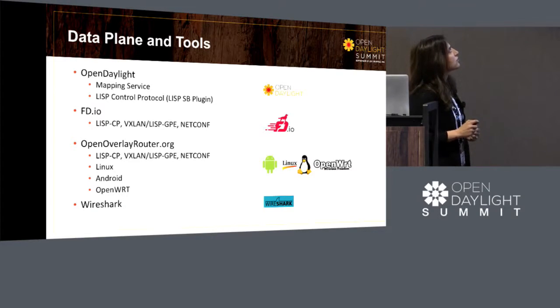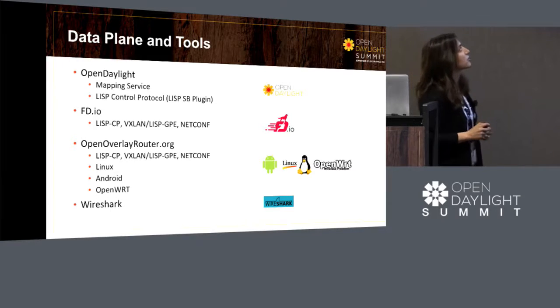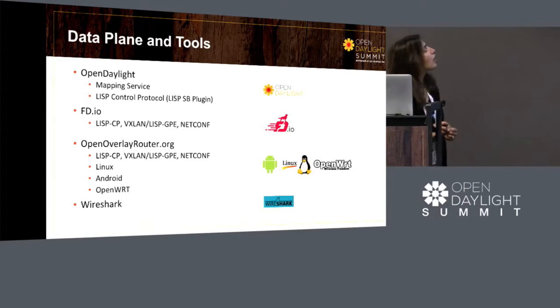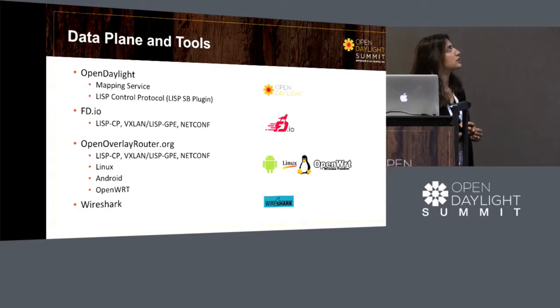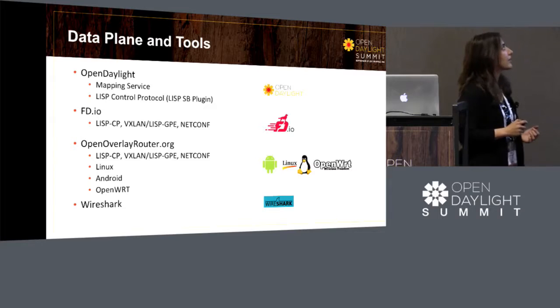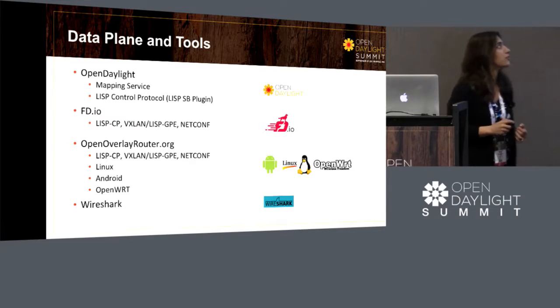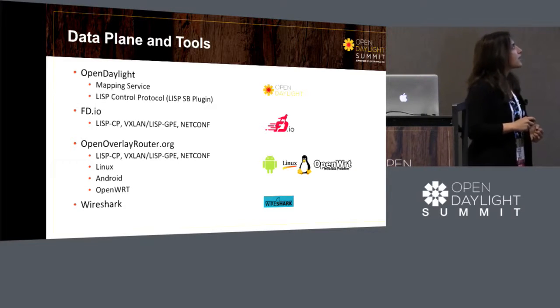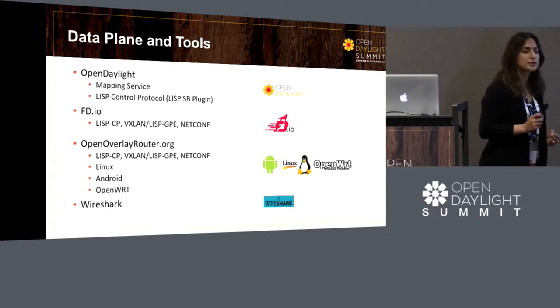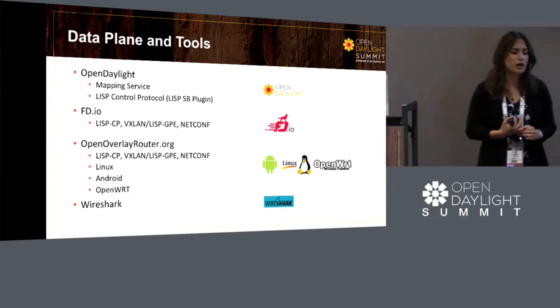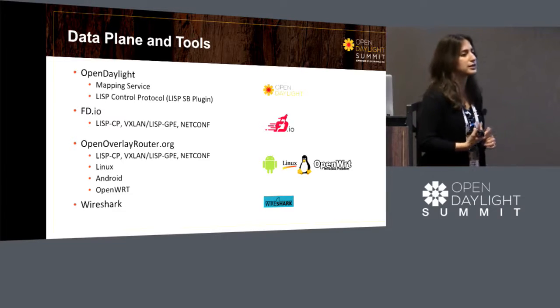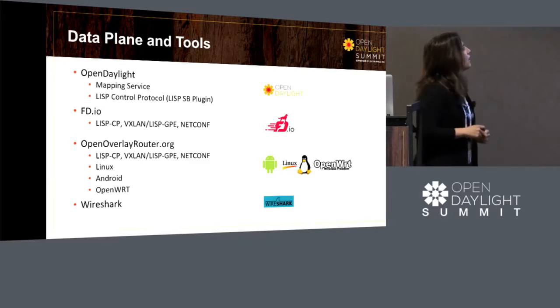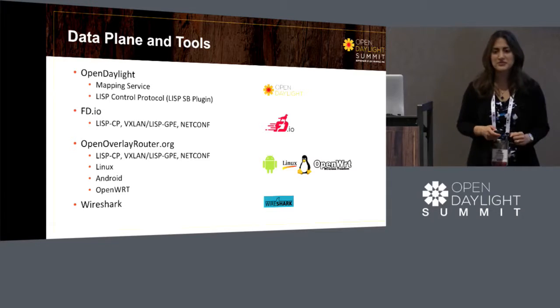First, you've seen the OpenDaylight case that we just went through. We have the mapping service implementation and the LISP plugin there. We have an implementation of both the data plane and control plane. The control plane talks to OpenDaylight, but also as a first basis, we have the VXLAN GPE and LISP GPE support in FIDO, and that's what the demo was using. And then there's also the Open Overlay Router, which has implementations of data plane and control plane over Linux, OpenWRT, and Android. So you can run it on your phone as well. And you saw the Wireshark integration.